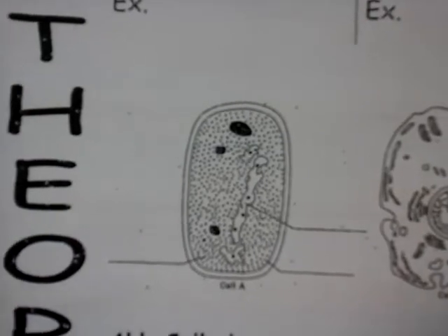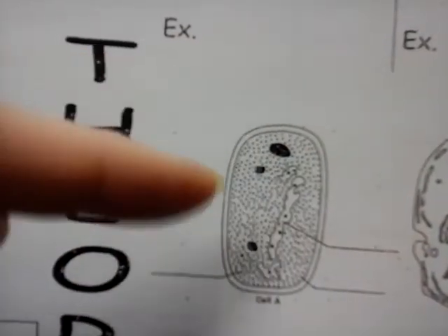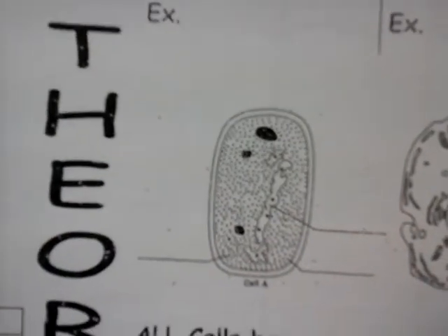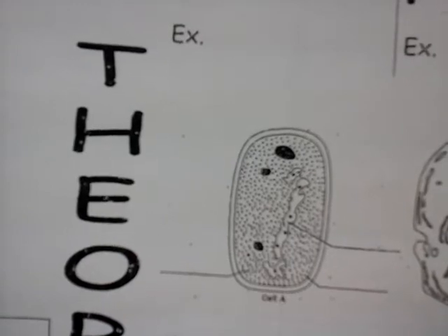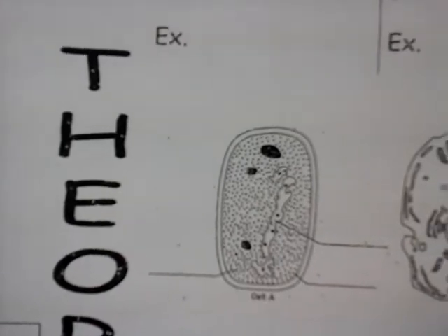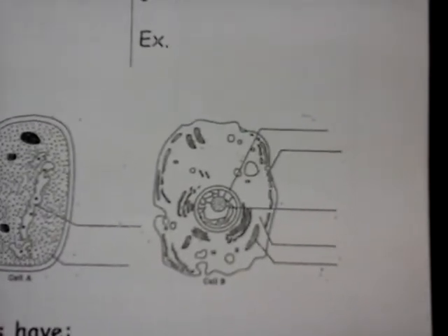So this is a prokaryote cell. This is a bacteria. You can see it has one piece of DNA. It's a circle. It doesn't have a lot of parts in it. It's got a lot of polka dots. And those polka dots are things called ribosomes. And ribosomes make proteins.